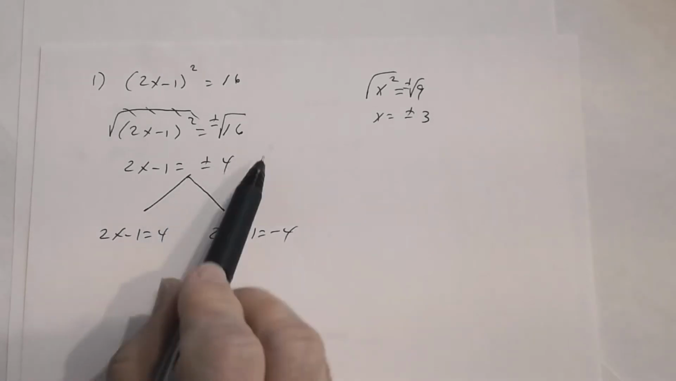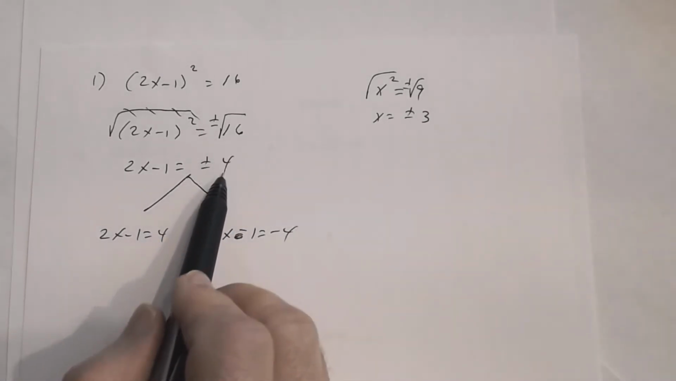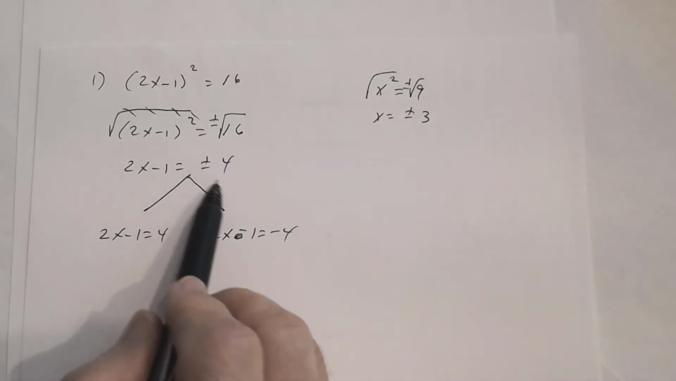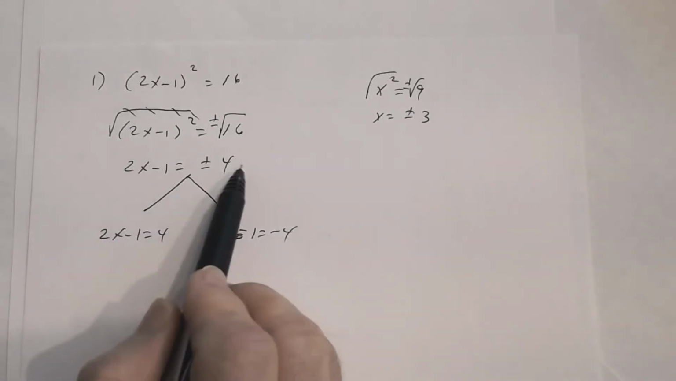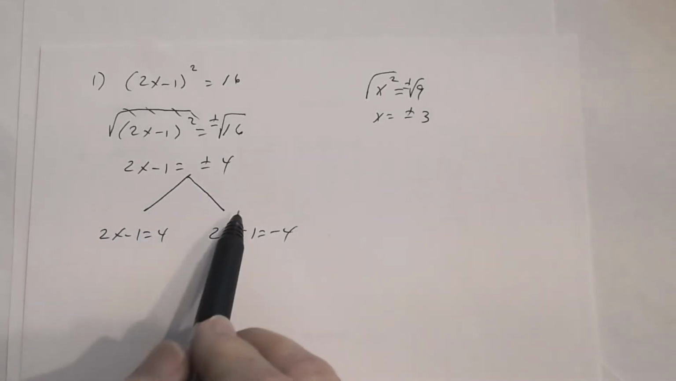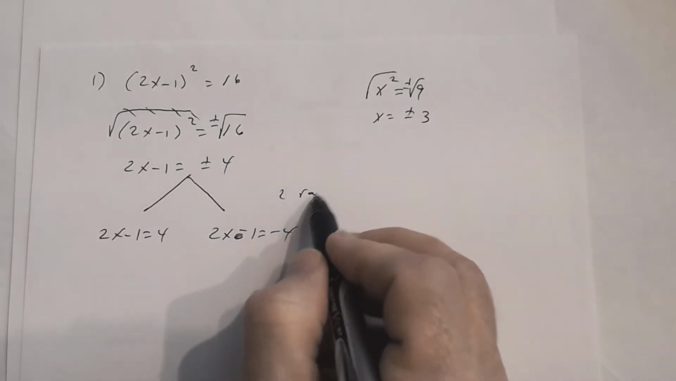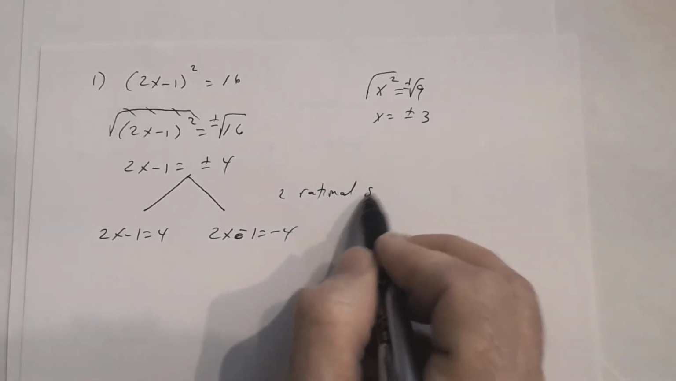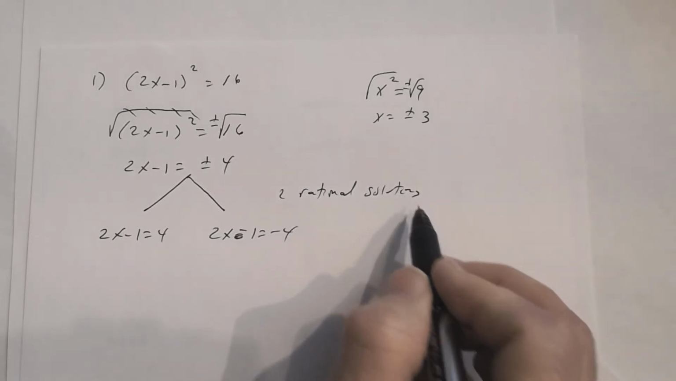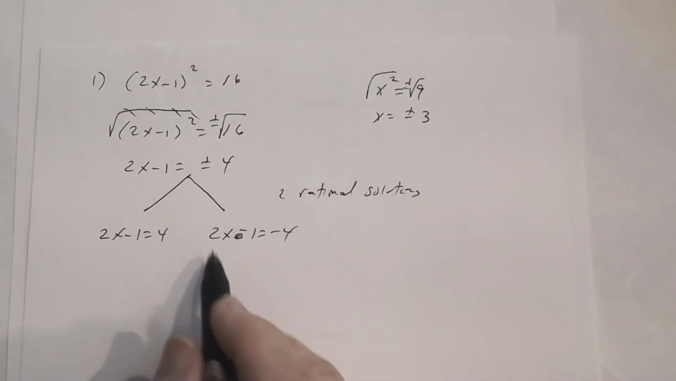So again, I'm going to say it again. If this is a perfect square, you're no longer going to have a square root symbol in this part. So split it apart like this. Because what's going to happen is you're going to end up with two rational solutions. That's what you're going to end up with. Okay? And you must show the two rational solutions.